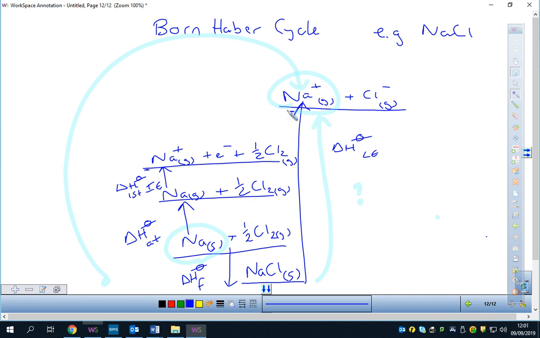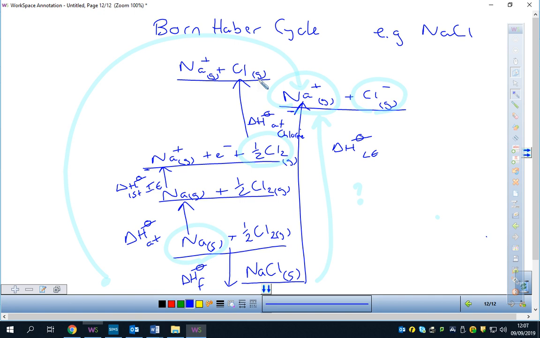I then need to take into account what I have to do to my chlorine. The change from here to here is carried out in 2 steps. Firstly, my chlorine must be atomized, turned into gaseous atoms. It exists at the moment as gaseous molecules. So, my line, again, endothermic, atomization of chlorine. I have produced chlorine atoms.